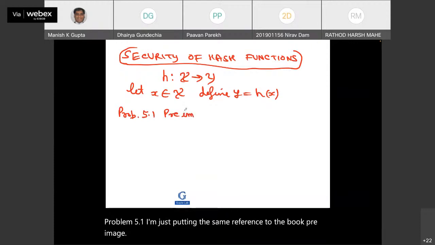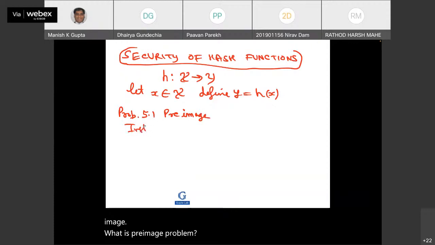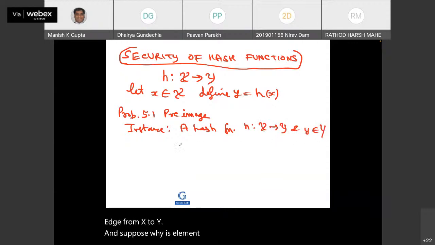Preimage. What is the preimage problem? The instance given to you is a hash function h from X to Y, and y is an element of Y. Find x in X such that h(x) is equal to y. So this is a kind of finding a preimage.